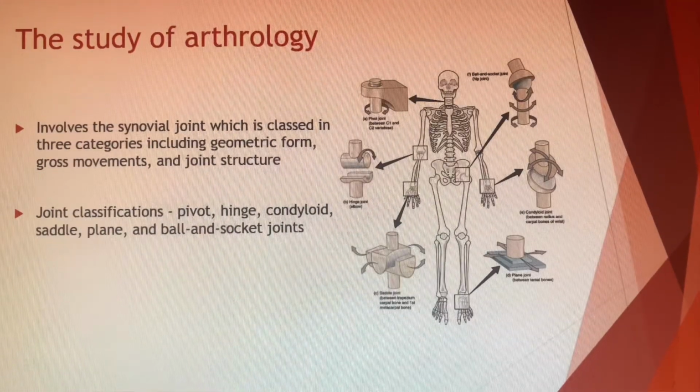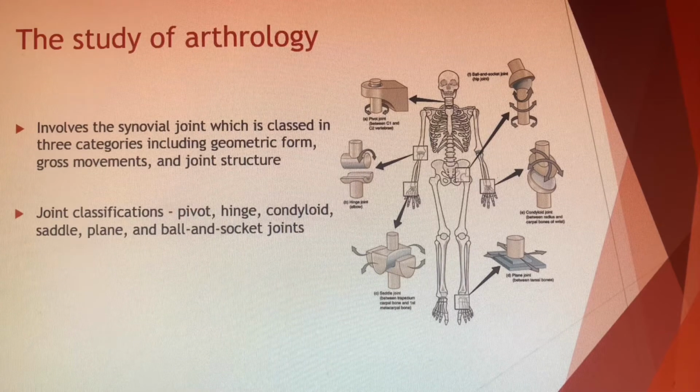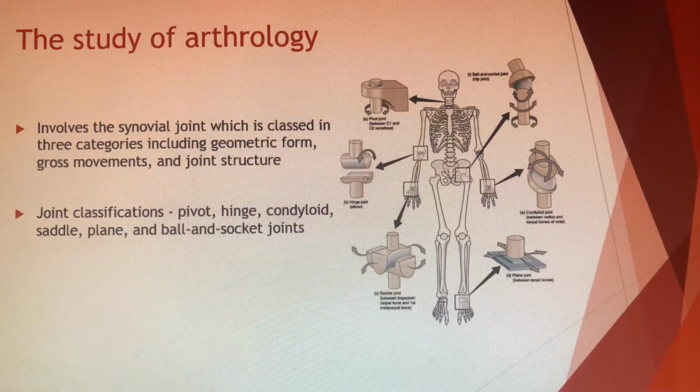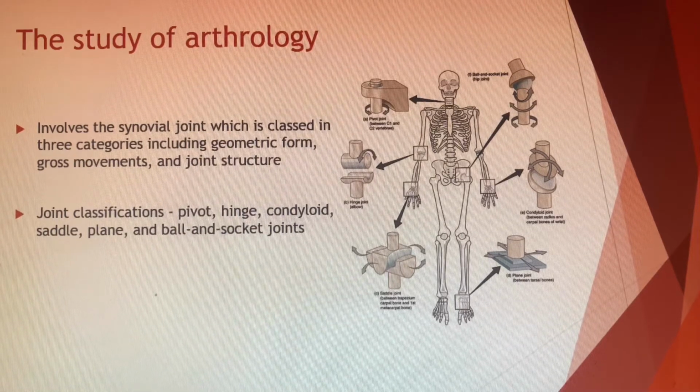The study of arthrology involves the synovial joint, which is classed in three categories, including geometric form, gross movements, and joint structure, and its complex articulating surfaces, discs, or meniscus, such as simple, complex, and compound joints. Joint classifications also include pivot, hinge, condyloid, saddle, plane, and ball and socket joints, which are determined by the direction of muscle fibers through sarcomeres determined by the transverse plane involving the superior and inferior portions of the body, the sagittal plane separating the body into left and right portions, and the frontal or coronal plane separating the body into anterior and posterior portions.